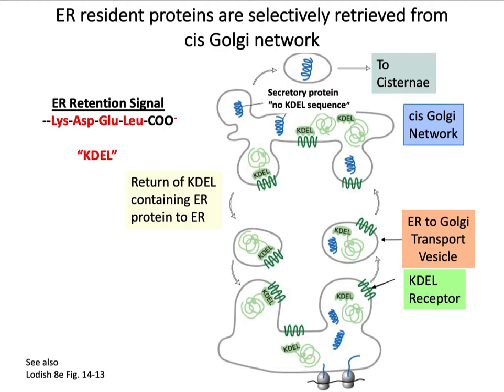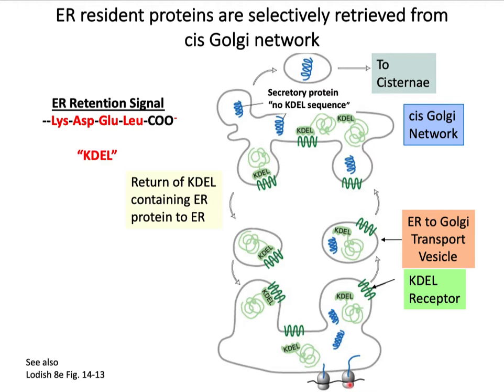So how does the cell control that? As it turns out, most of these ER resident proteins have a specific sequence on their C-terminus made up of lysine, aspartic acid, glutamic acid, and leucine. This C-terminus is sometimes called the KDEL, for the single-letter amino acid codes for lysine, aspartic acid, glutamic acid, and leucine. And it is this KDEL sequence that tells the cell that these proteins belong to the ER. So what happens when a vesicle buds?